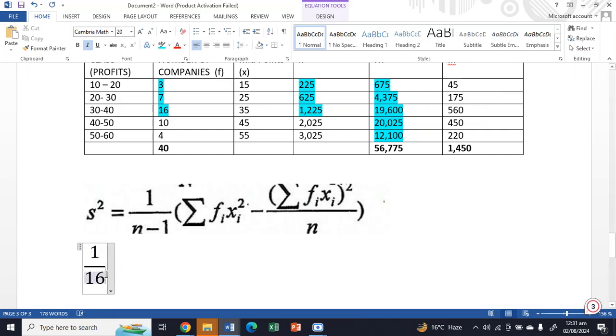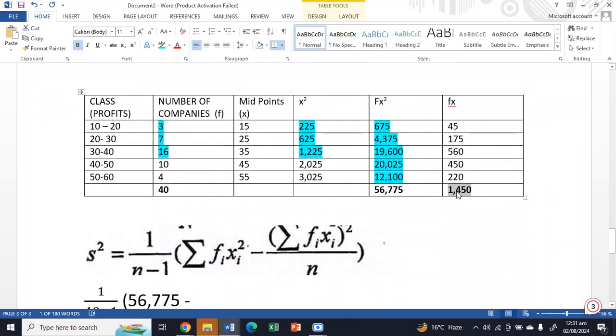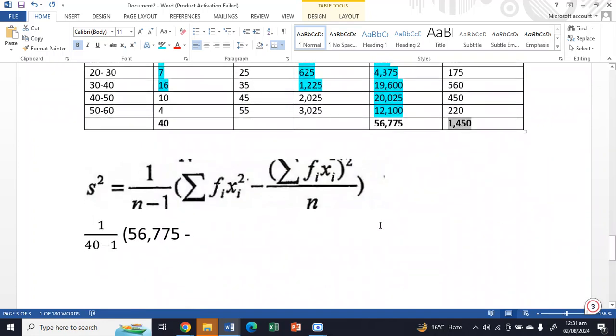One over n minus one. N is 40. 1 over 40 minus 1. Open brackets. So this sigma fx squared is 56,775 minus. Now have you seen this one? Sigma fx then squared. So this 1,450, remember it's the summation of fx. You need to square this 1,450.